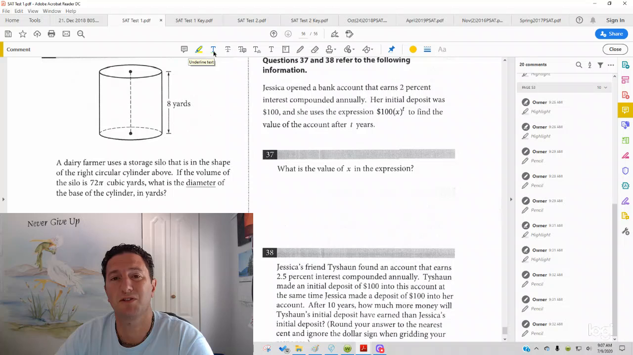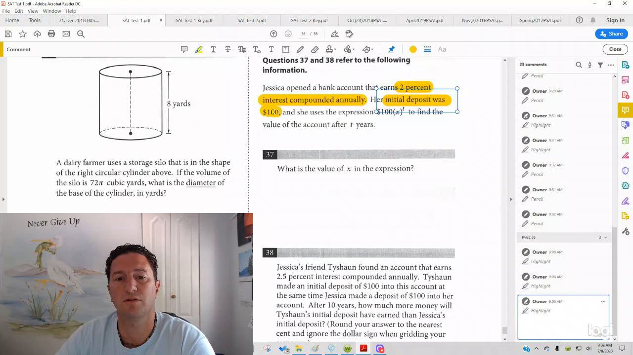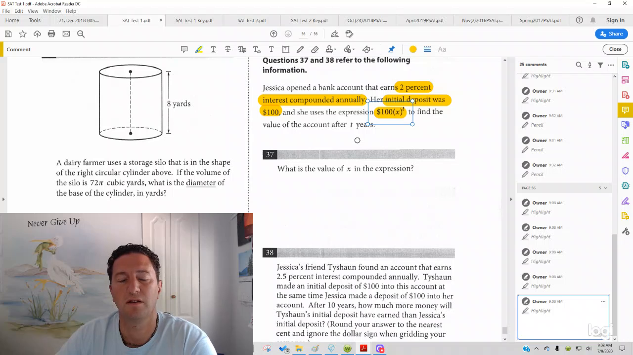Today we're going to do Test 1, Section 4, number 37, which reads: Jessica opened a bank account that earns 2% interest compounded annually. Her initial deposit was $100, and she uses the expression 100 times x to the t to find the value of the account after t years.